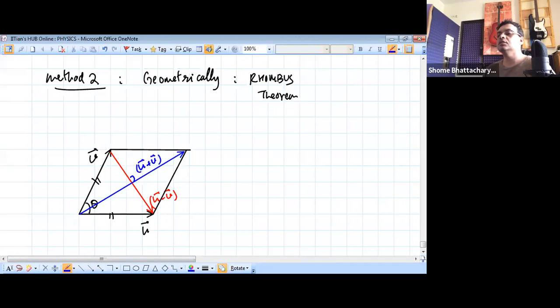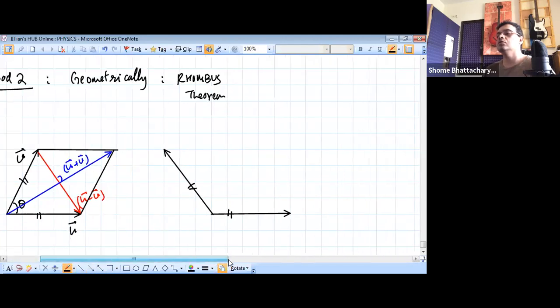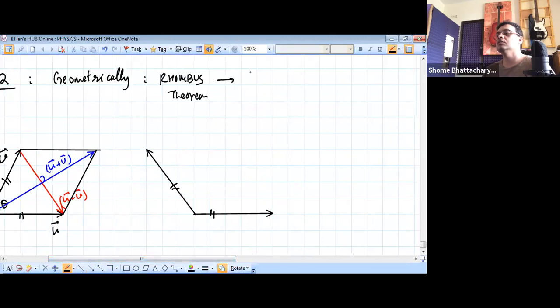It could be like this. It could also be a rhombus where the angle between u and v is obtuse. It could be the special case of a square also. But the important thing is that u's magnitude has to be equal to v's magnitude. Only then the diagonals are perpendicular. The rhombus has perpendicular diagonals.